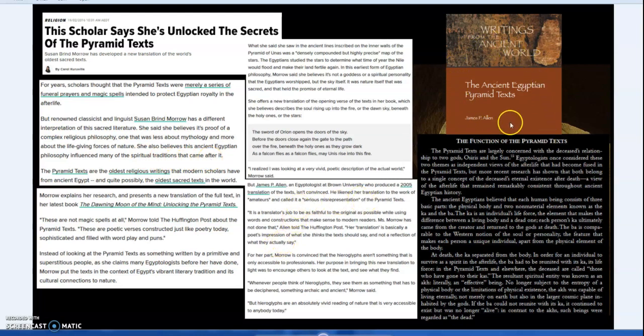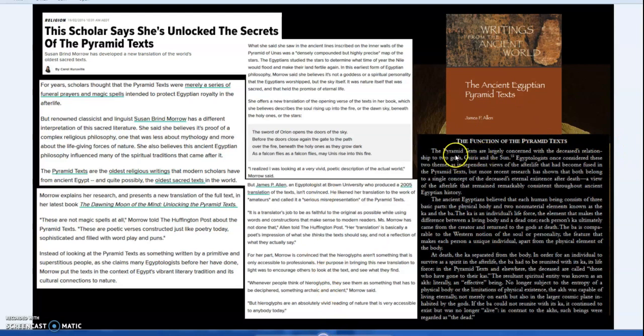James P. Allen, the translator whose translation I'm using, an Egyptologist at Brown University, produced the 2005 translation of the texts and isn't convinced. He likened her translation to the work of amateurs and called it a serious misrepresentation of the pyramid texts. It is a translator's job to be as faithful to the original as possible while using words and constructions that make sense to modern readers. Miss Morrow has not done that, he said. Her translation is basically a poet's impression of what she thinks a text should say, and not a reflection of what it actually says. Well, pot meet kettle, because we see one of the pyramid texts.